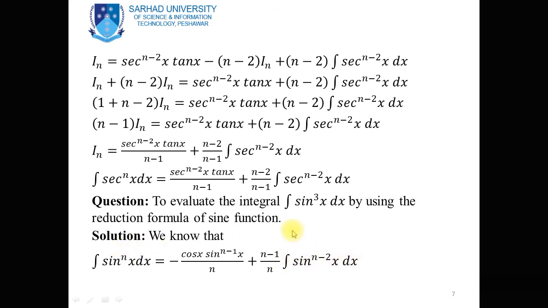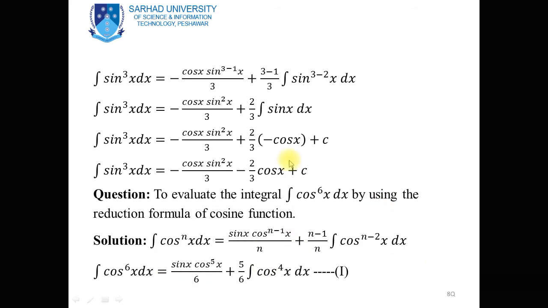Now since we have n equal to 3, the power is 3, so we obtain integration of sine cube x with respect to x is equal to minus cos x into sine^(3-1) x divided by 3 plus (3-1) divided by 3 into integration of sine^(3-2) x with respect to x. Just putting n equal to 3 in this formula, this is very easy.